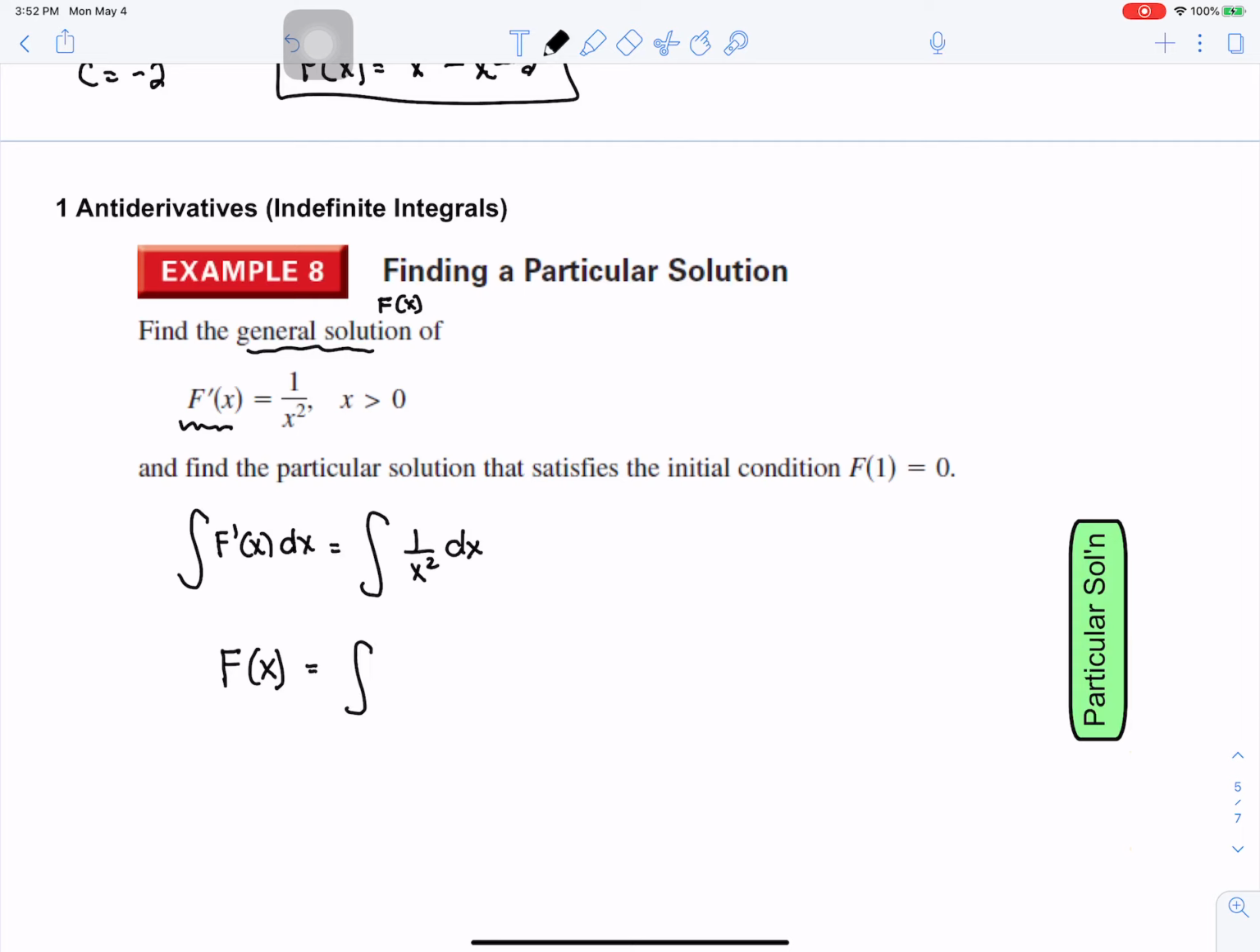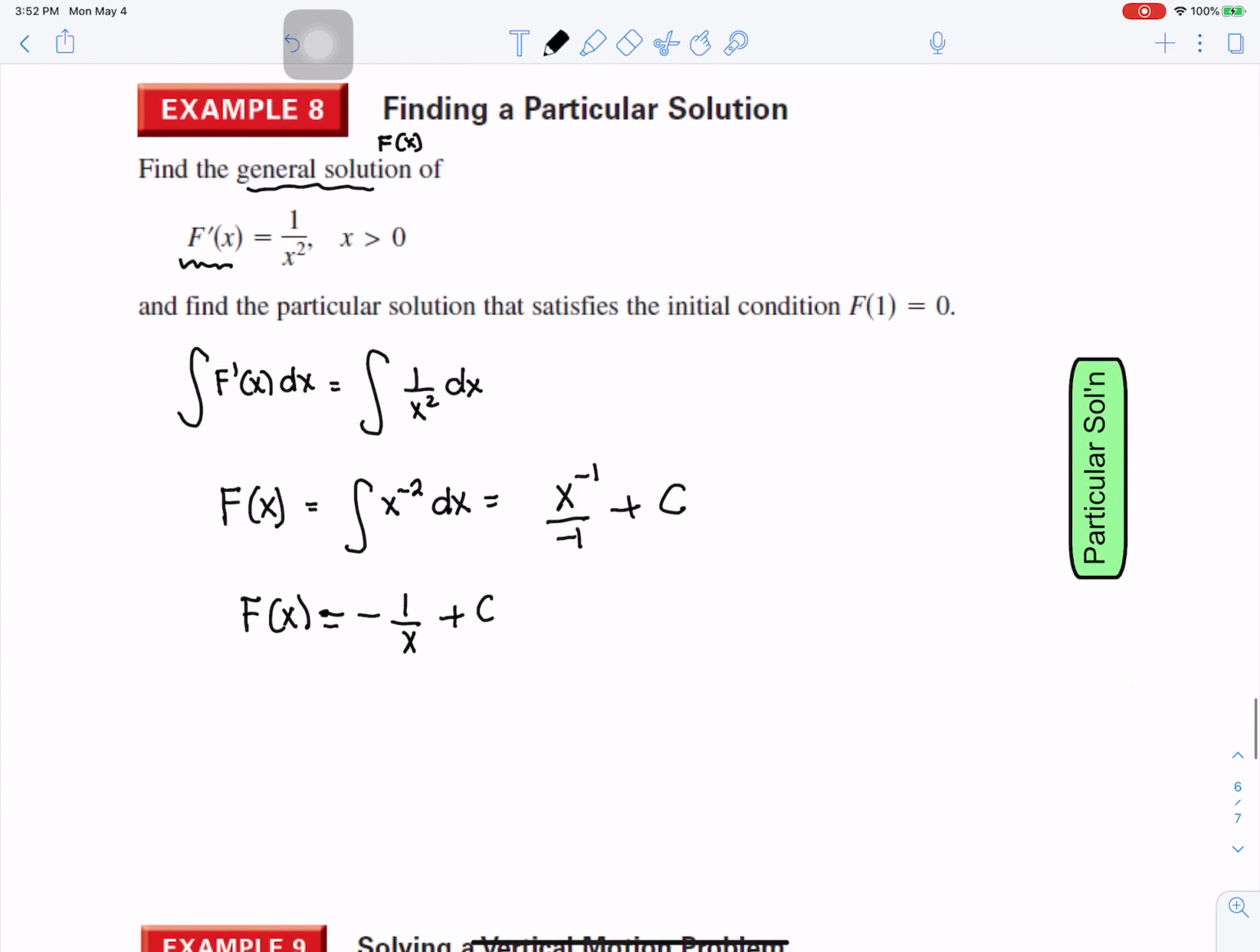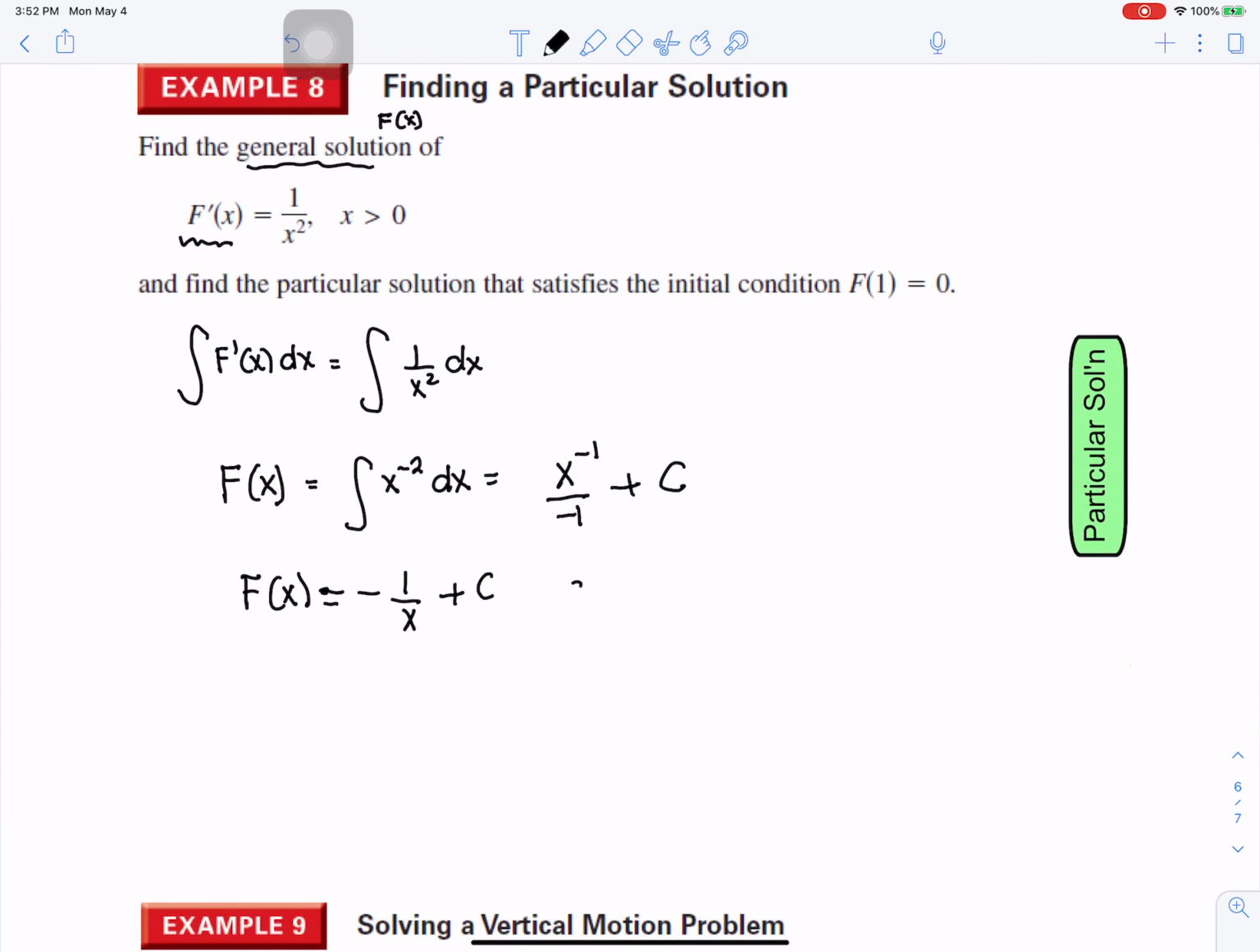How do I do the integral of 1 over x squared? I have to turn it into power rule. I get x to the minus 2 dx. I add 1 to the exponent, divide by that same number, plus my arbitrary constant. So capital F of x, my antiderivative, is negative 1 over x plus c. That's my general solution.